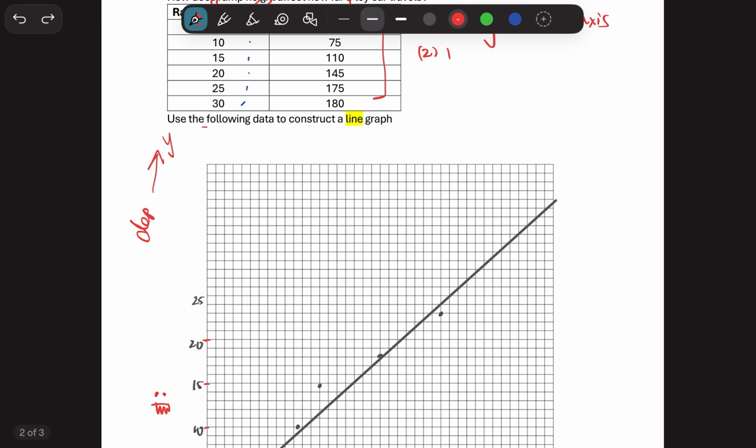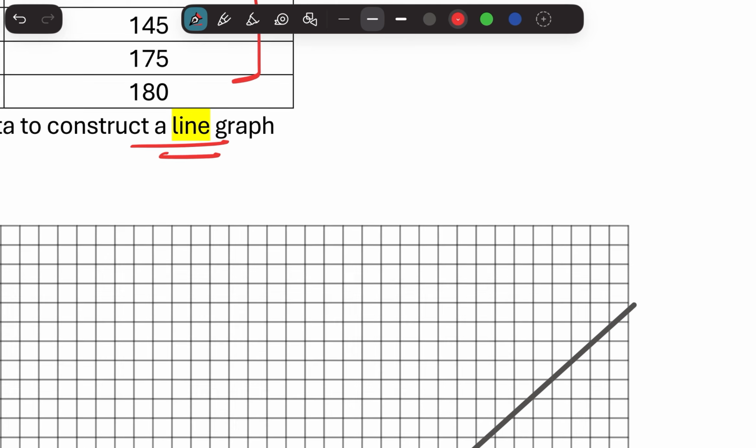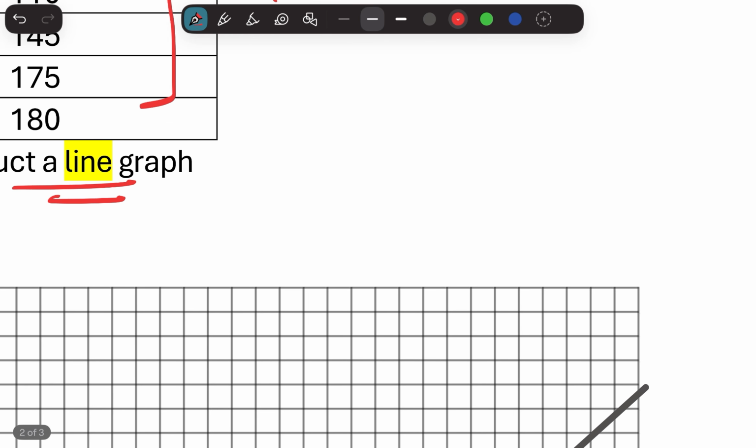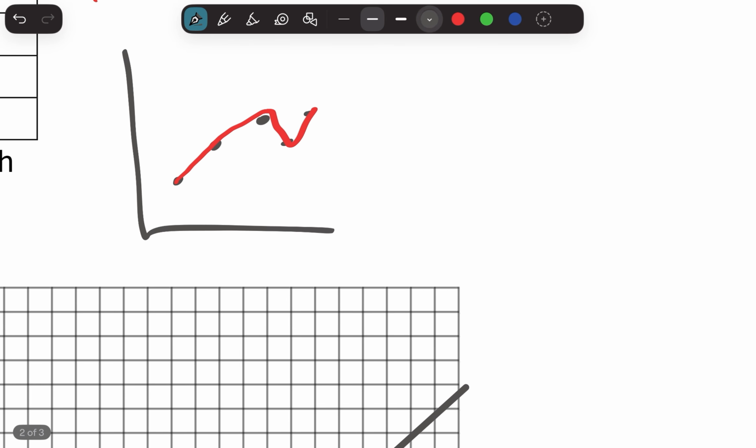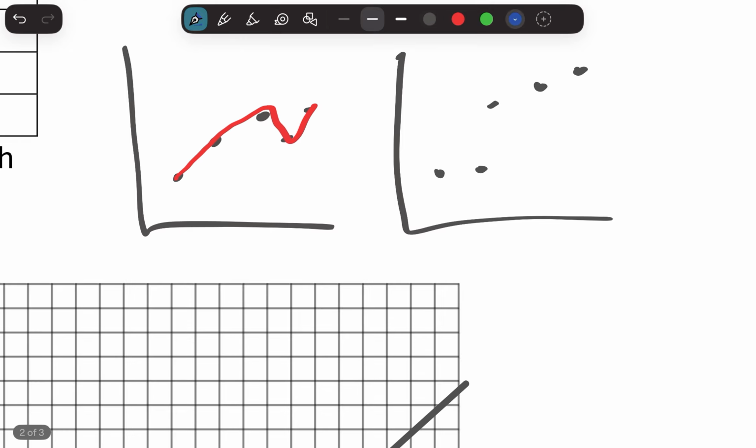So use the following data to construct a line graph. To know how to draw this, you need to know the difference between a line graph and a line of best fit graph. So with my line graph, I've got a bunch of dots, right? And I'm going to connect them. There we go. Connect the dots, easy stuff. With my line of best fit, I have a scatter plot, right? It's also a bunch of dots, but I'm not connecting them. I'm drawing a line that goes in the middle and tells me what my general trend is here, right?